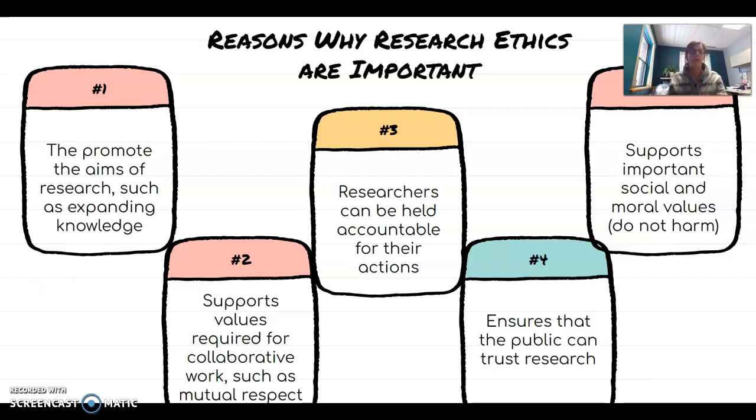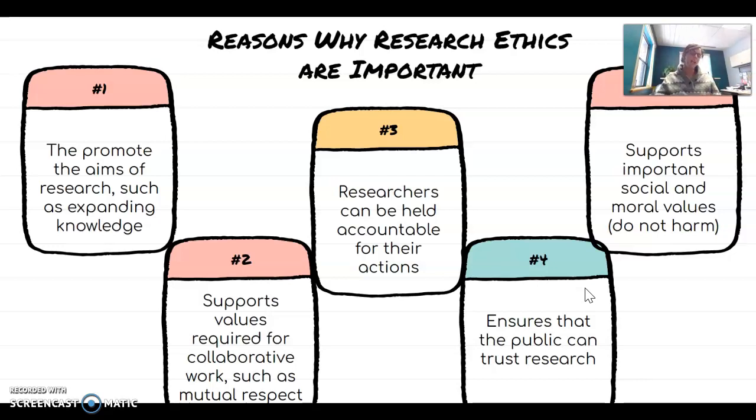And so we're teaching you those skills right now to help set up that professional development piece. Number 3, ethics do hold researchers accountable for their actions, and so making sure they're not going rogue or doing something that's going to harm the client or the profession or society as a whole. Number 4, it ensures that the public can trust research.